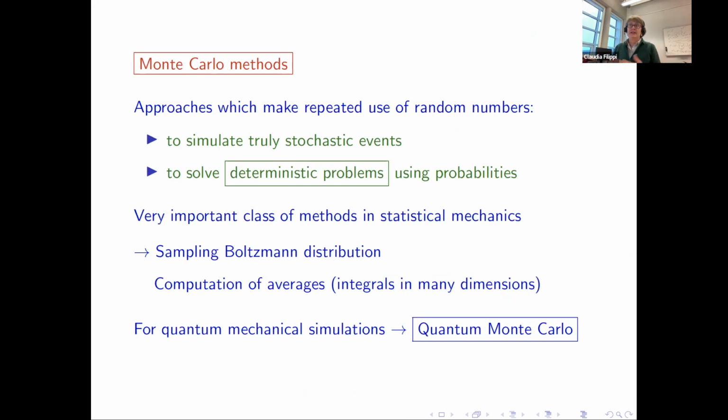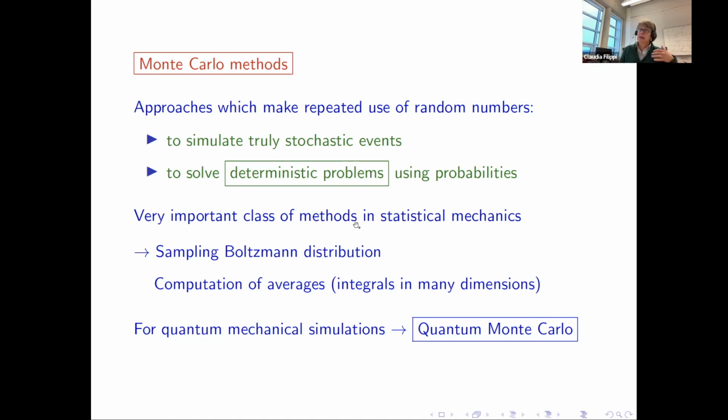Okay, I will start. I understand that some of you really know nothing about quantum Monte Carlo. It's really a first encounter. So I will go a bit slow at the beginning. Okay, so with the name Monte Carlo, we are denoting a wide class of approaches which make repeated use of random numbers. And you can do so to actually simulate stochastic events, but like in our case, you can also employ random numbers to solve a deterministic problem.